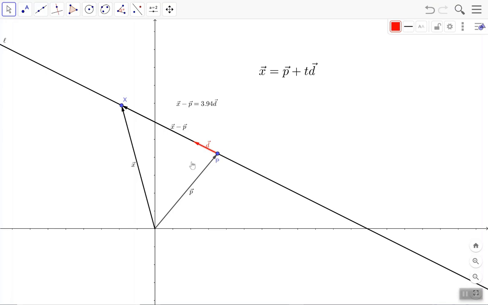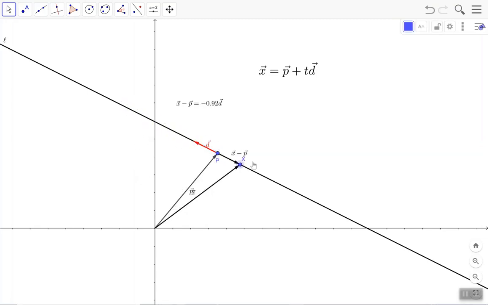So the way that we're describing this is by t over here. This is the multiple of d, which will give us this vector x minus p. So right now, with what I have currently, t is 3.94. But as I move around, t changes from being negative over here to being positive over here. But the important thing is that x minus p runs through all multiples, positive or negative, of this direction vector d.